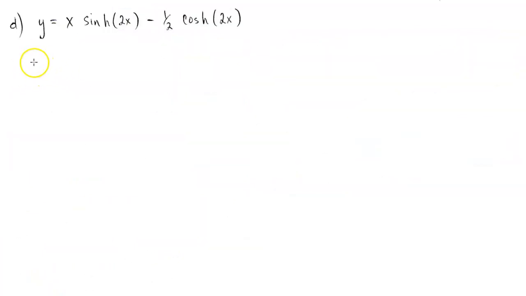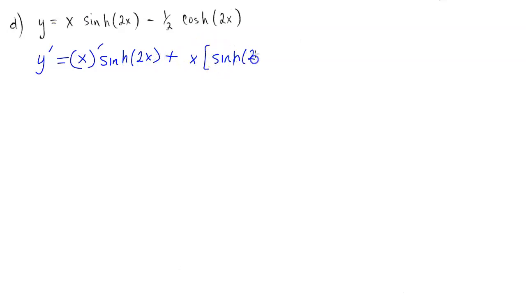So for example D, we see here that our first term is the product of two functions. So we'll need to use the product rule. So we'll start off by taking the derivative of the first function times the second plus first times derivative of the second function.